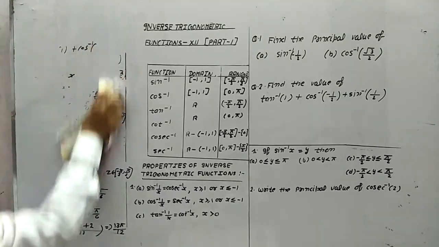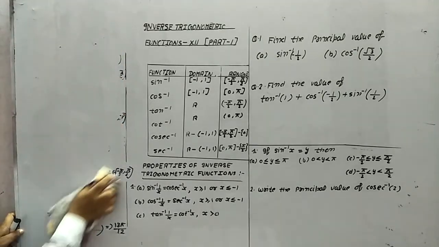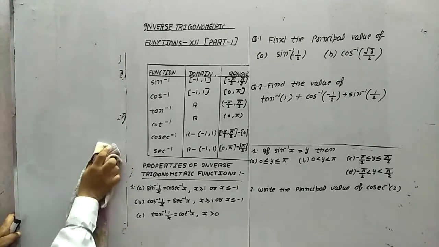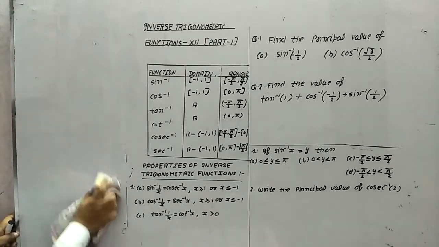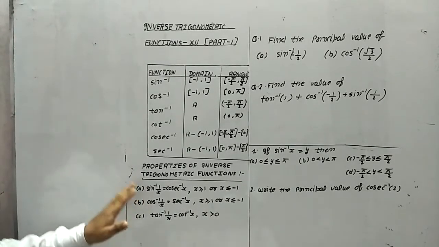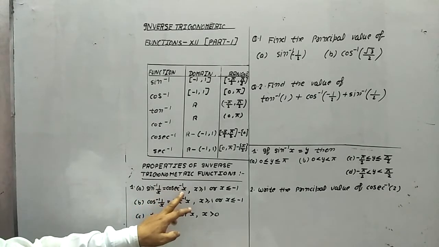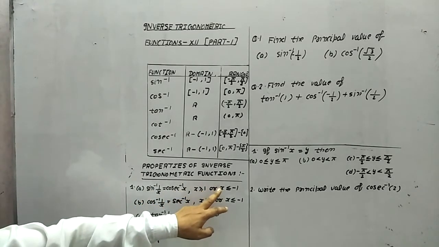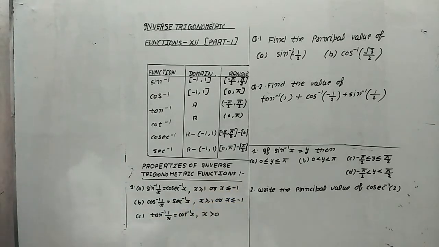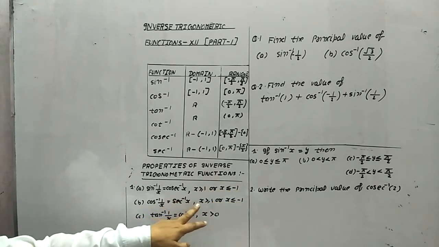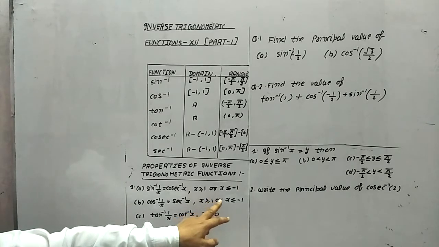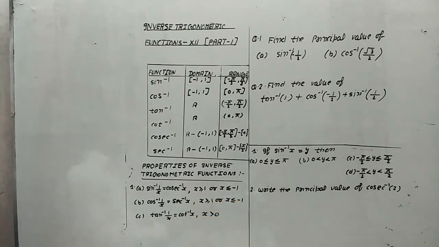Now look at this thing. We will start with some properties. You have to remember these properties also. First property, in which we have three parts. Sin inverse 1 upon x is equals to cosec inverse x. Condition is x greater than or equals to 1 or x less than or equals to minus 1. Cos inverse 1 upon x is equals to sec inverse x, x greater than or equals to 1 or less than or equals to minus 1. Tan inverse 1 upon x is equals to cot inverse x, where x greater than 0.